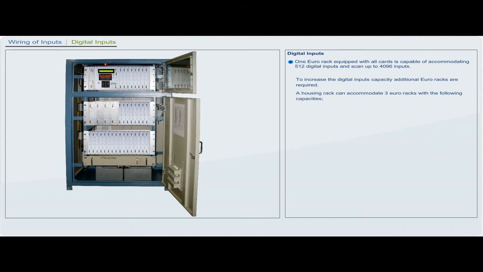A housing rack can accommodate 3 Euro racks with the following capacities. Euro rack 1, 5 12-digit inputs. Euro rack 2, 32 analog plus 5 12-digit inputs. Euro rack 3, 1024 digital inputs. The digital inputs configuration can be set through the dip switch provided on the CPU card.